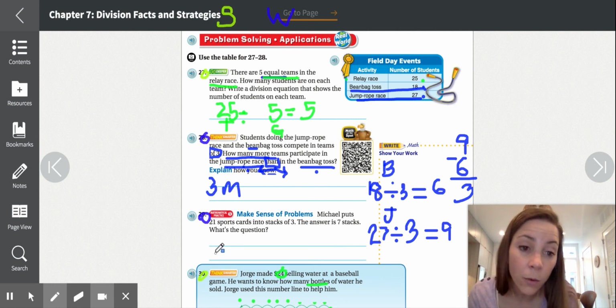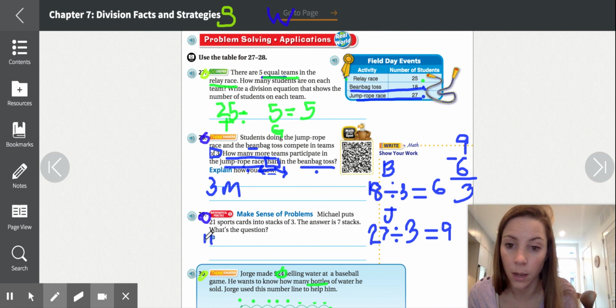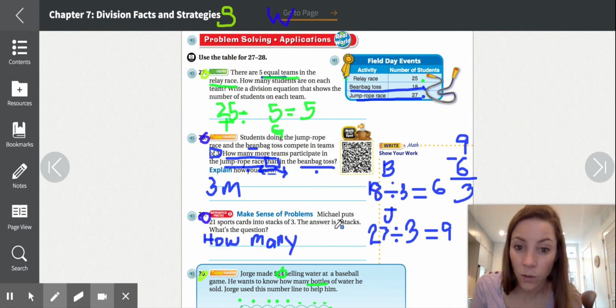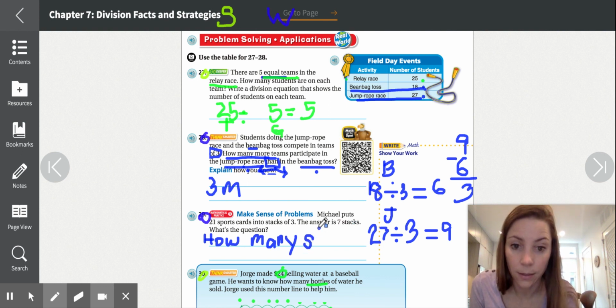Well, usually with a math question, I usually start with how many, right? So I'm going to start like that. How many? And if they already gave me what the answer is supposed to be, let me look at that answer to see, well, what word did they give as their answer? Because that's probably the word I need to ask for in my question. The answer is 7 stacks. So I'm going to ask about the stacks, right? How many stacks? And now you can probably finish this to match with the story.